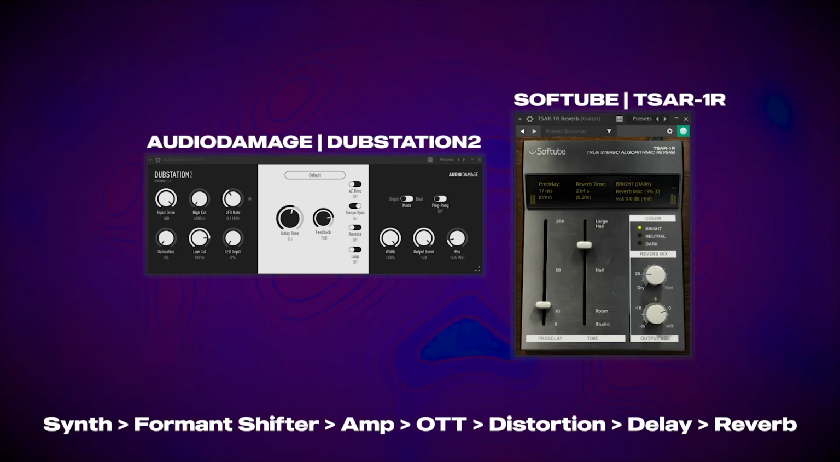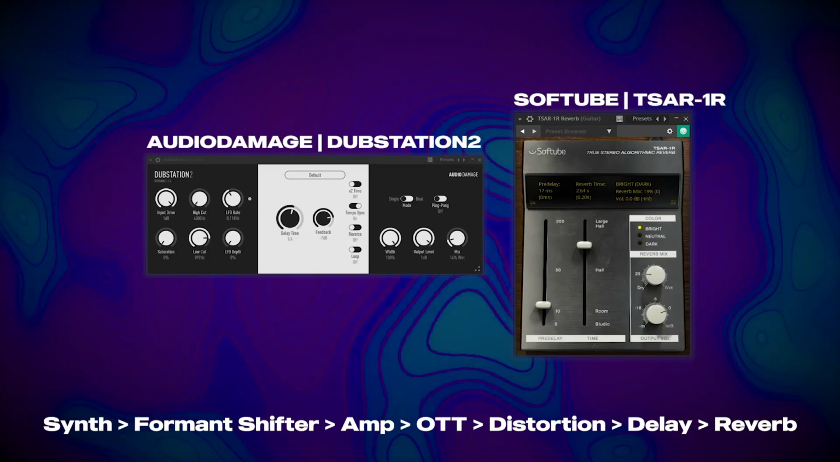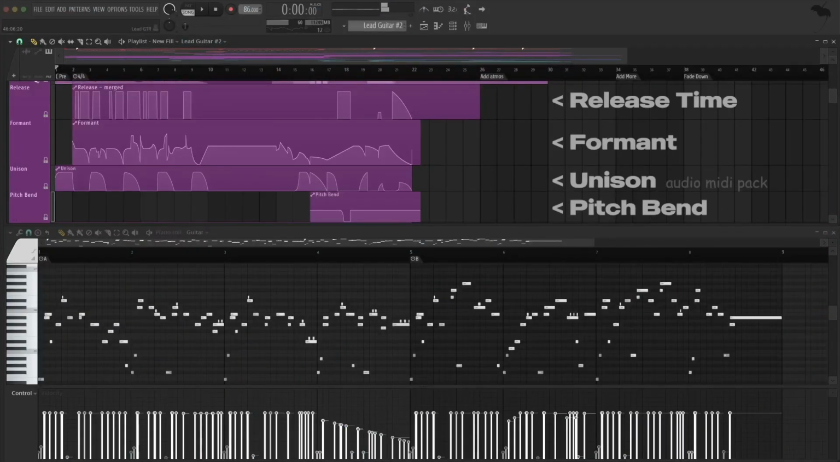Once you have everything set up, you should be able to create a more convincing guitar solo. Here's an example of what I was able to do in this track. I've left the piano roll and automations visible so you can see how I used everything together if you want to try and recreate it in your own projects.